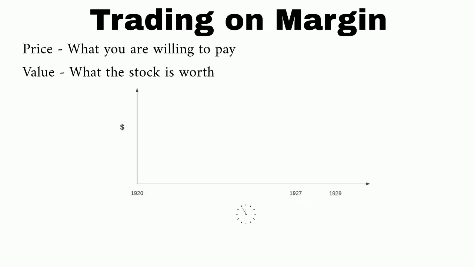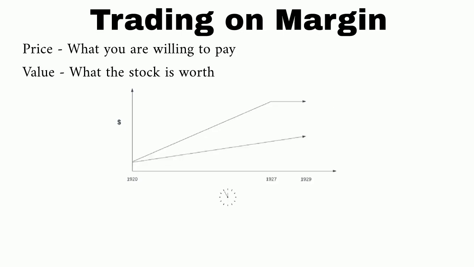So we could say, starting in 1920, and we're just going to put a couple other dates here, 1927 and 1929. Over this period of time, we see the price of the stocks going up and up and up until about 1927. Then it's going to level off. But at the same time, we're going to see the value of the stocks increase, but at a much lower rate. And the significance of this is that people are paying more for the stock than it's actually worth.